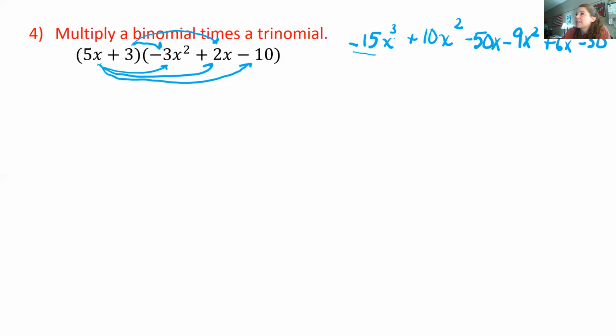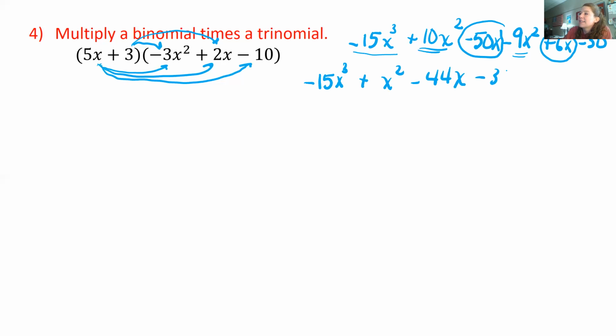Well, this one that has the biggest exponent doesn't have any like terms. So part of our answer is negative 15x to the third. Then we're going to add 10x squared minus 9x squared. 10 minus 9 is positive 1x squared. Now we have negative 50x combined with positive 6x, which is negative 44x. And then finally, our constant negative 30 stands alone.